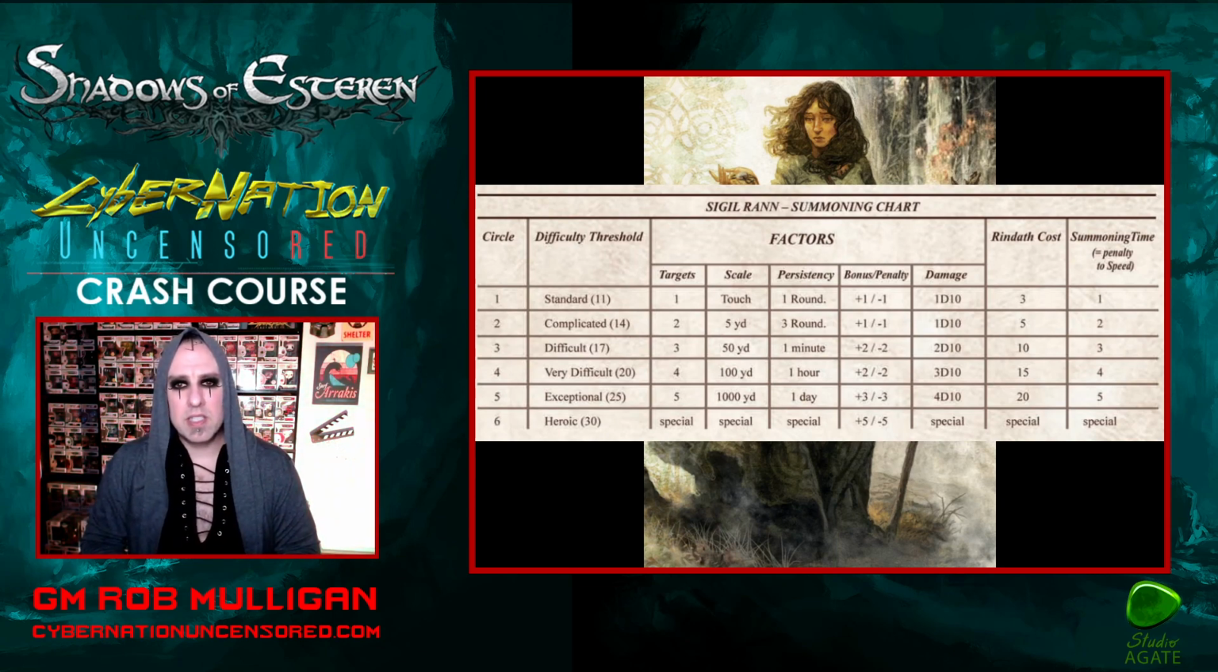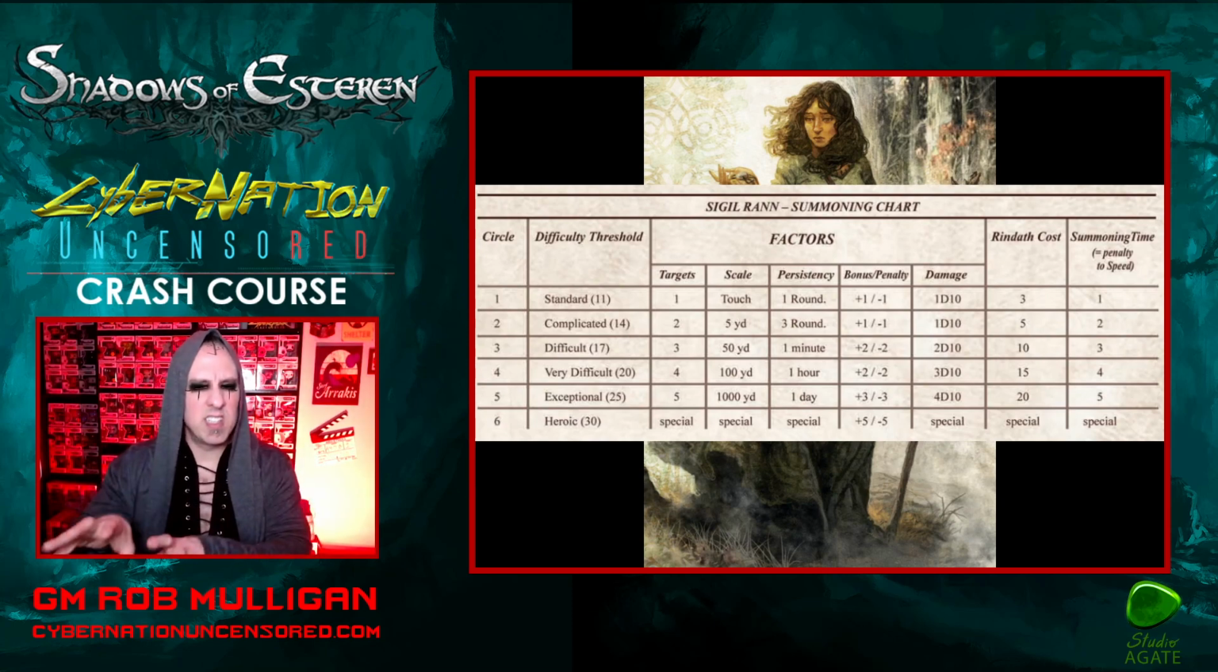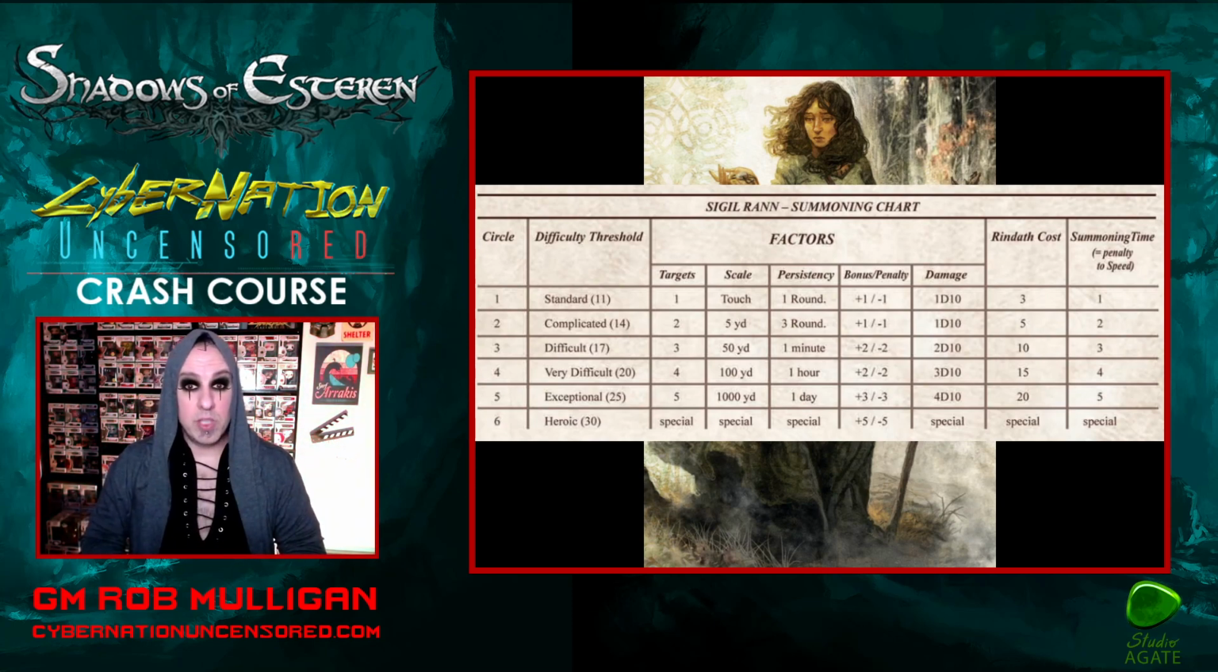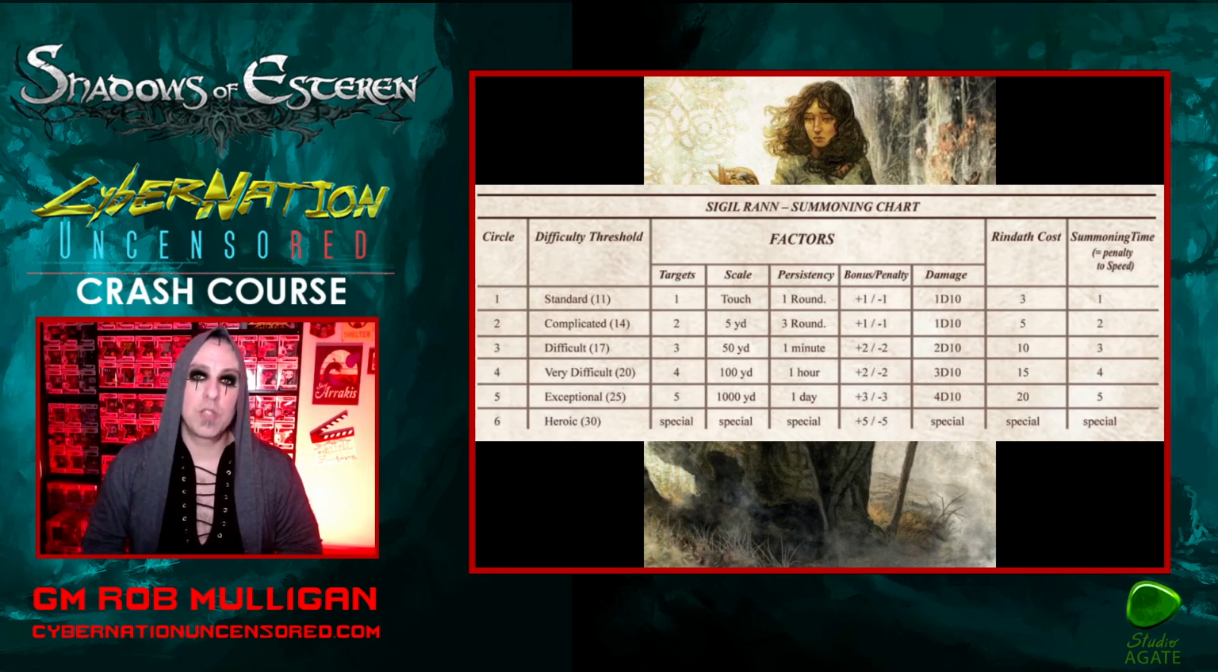However, let's say you want to cause 3d10 damage, or maybe you want the persistency to last all day. You want that to last, the sickness or whatever the spell effect is. In which case you would have to go all the way up to that circle 4 in order to have it last an hour or cause 3d10 damage, even though it's just one target. So you always go to the max factor to determine that circle level to get your difficulty threshold you have to beat with that Sigil Rann discipline check.